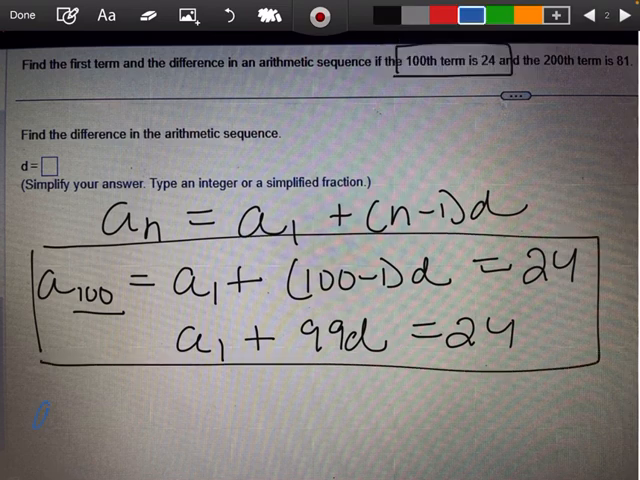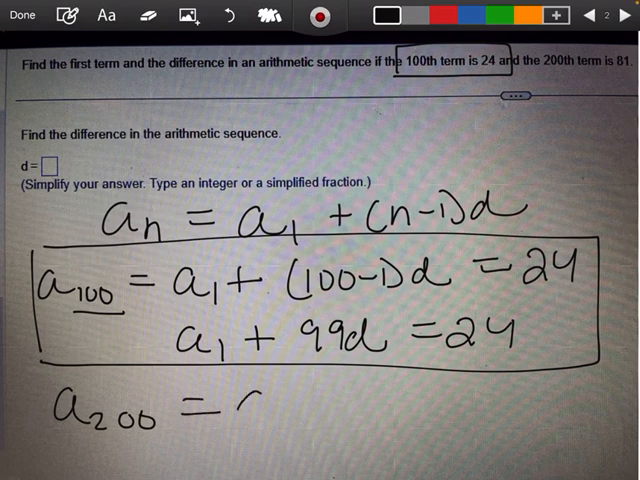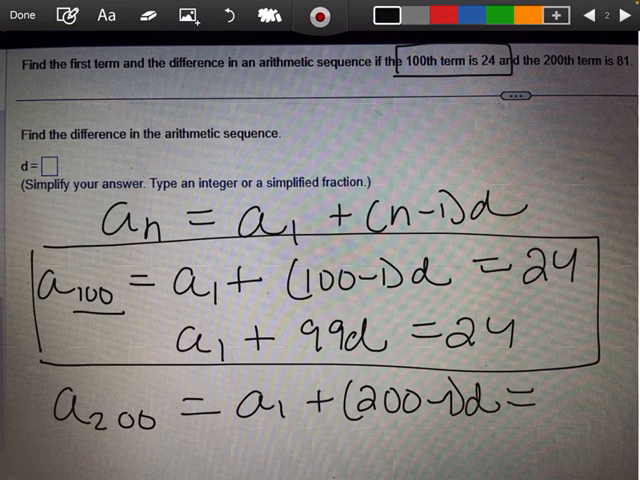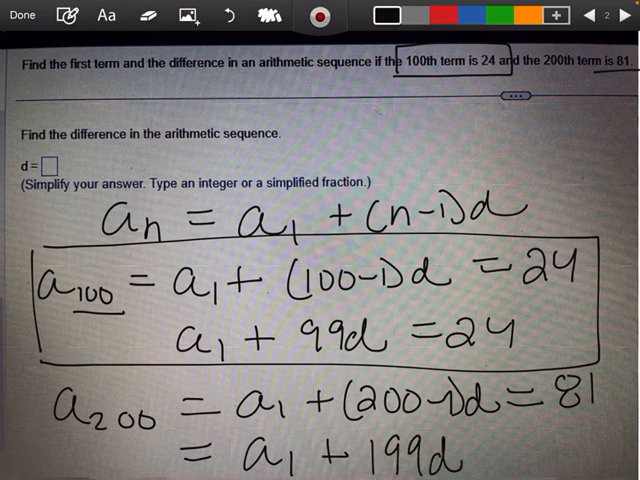Now let's do the same thing, y'all, for the 200th term. Let me just use black again. I was trying to use a different color, but we'll keep it with black. Again, it's the first term, a1, plus, since this is the 200th term, 200 minus 1 times d. We know that the 200th term is 81. So this is equal to a1 plus 200 minus 1, which is 199d, and we know that's equal to 81.